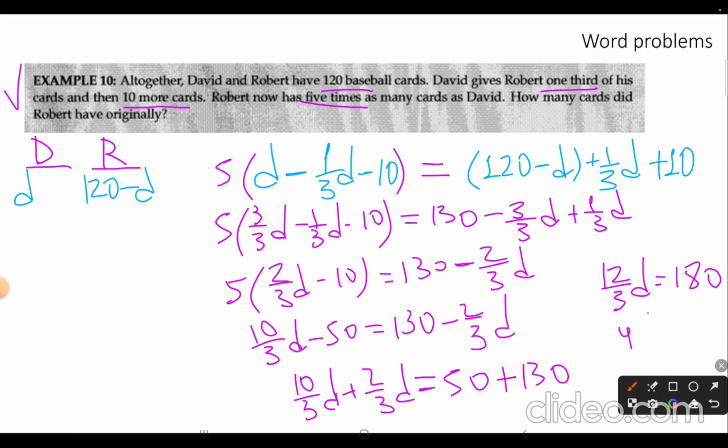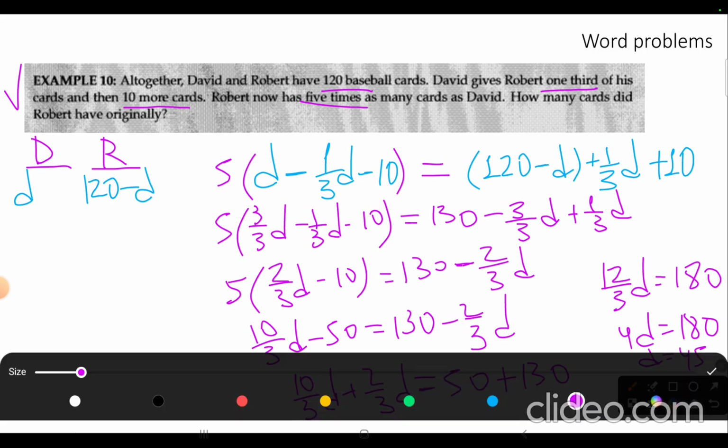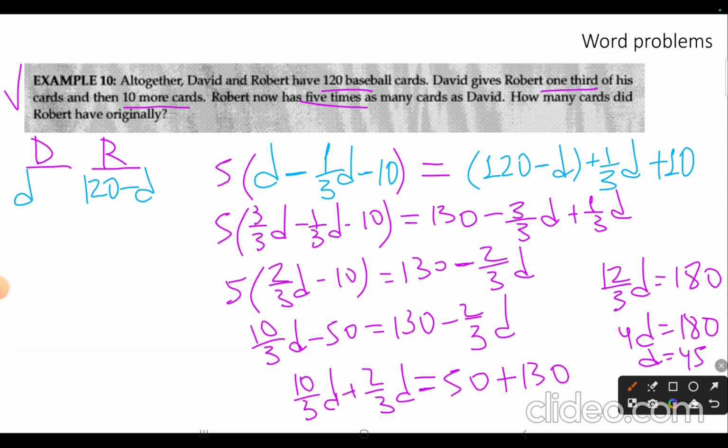12 over 3 is 4. So we see that D is 45. This is David's cards. And together they have 120. So 120 minus 45 will be 75. Robert had originally 75 cards.